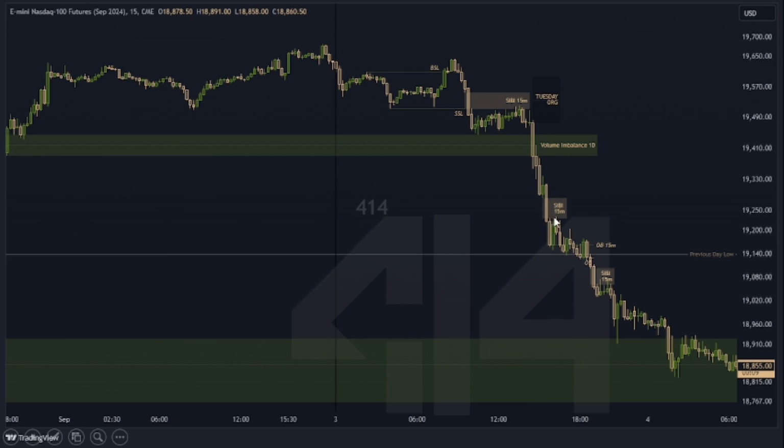15 minutes CB came up, tapped below the lower portion of it, and also this lower portion of it, trading below that previous day low and into the daily fair value gap, the basic.